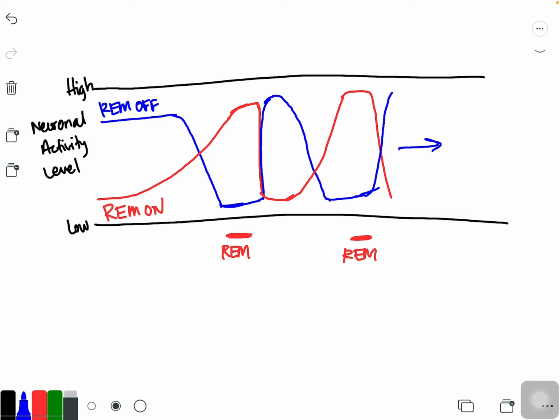Then we're going to see the person go through REM sleep, and the REM-on cells can only go so long, and then they're going to weaken, and the REM-off cells are going to take over. And so this is why we see this pattern of non-REM to REM cycles and stages throughout the night.